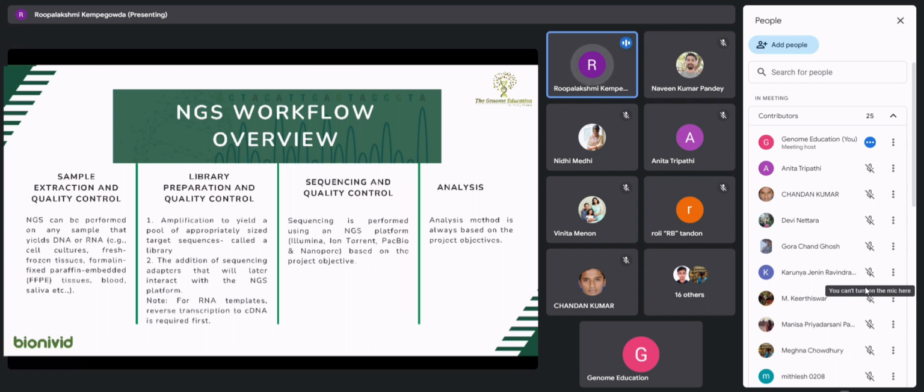Then analysis, based on whatever the trainees want, whether de novo, transcriptome, reference based, or target based, which is amplicon-seq. We'll teach you the analysis path. Also, it depends on the duration people join for the training program.